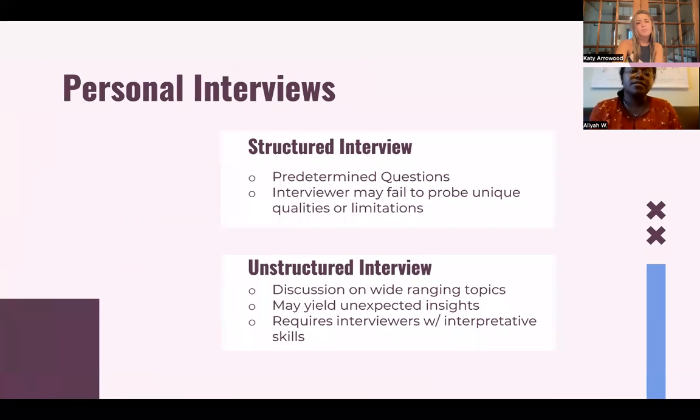A personal interview can be structured or unstructured. In a structured interview, a hiring manager will use predetermined questions, and these questions can be used to either indicate some type of unique strength or see what their limitations are. In an unstructured interview, a hiring manager would discuss a variety of different topics, and these topics may yield unexpected insights into who they are.